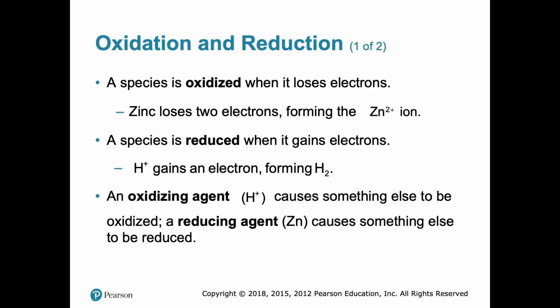So the oxidizing agent here, which is the proton, causes something else to be oxidized, whereas the reducing agent causes something else to be reduced, right? So we have the oxidized species, which is the thing that lost the electrons. We have the reduced species, which is the thing that gained the electrons. But then we have the oxidizing agent, which did the oxidizing, and the reducing agent that did the reducing. Make sense? So basically, the agents are the opposite of the oxidized and reduced. Okay.